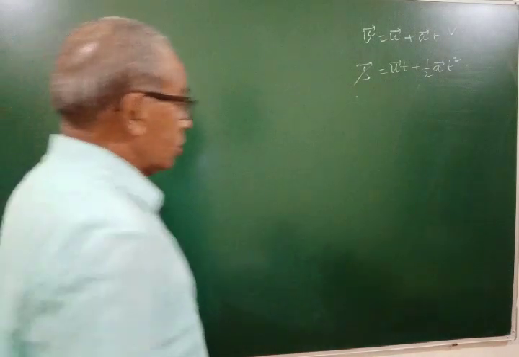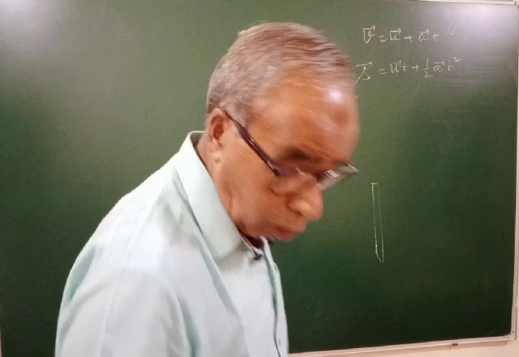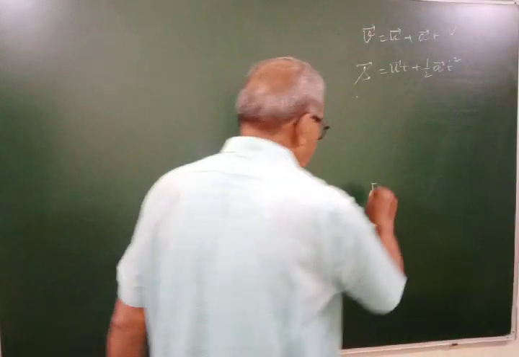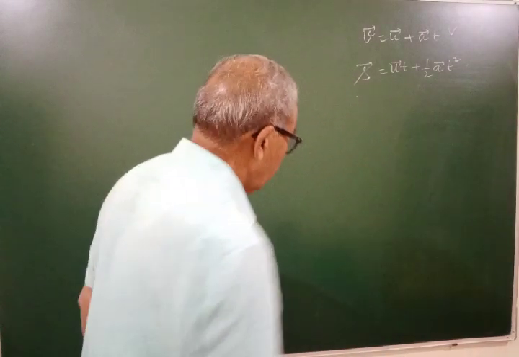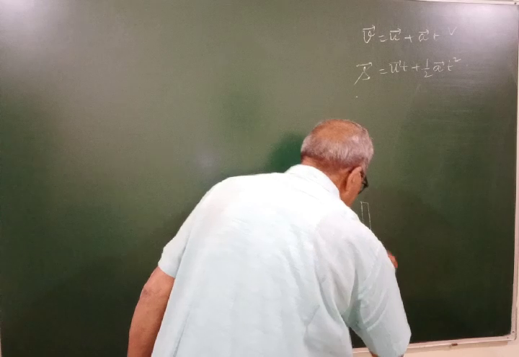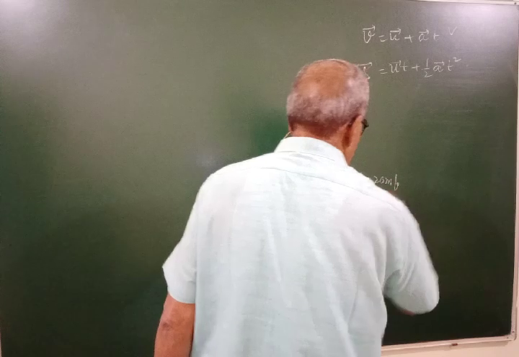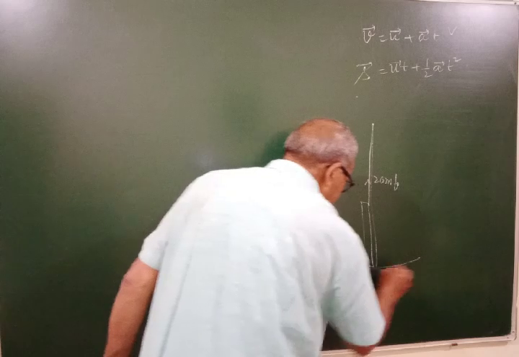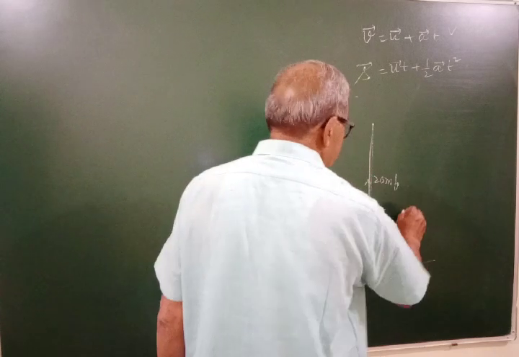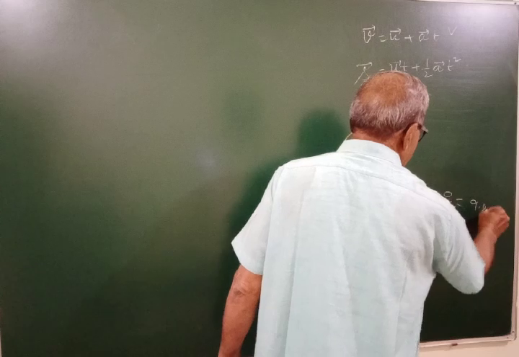For example, here I take a question. From the top of a building, a ball is thrown vertically upward with an initial velocity of 20 meters per second. The ball goes up and finally comes down to the ground in time t equal to 5 seconds. Use g equal to 9.8 meters per second square.